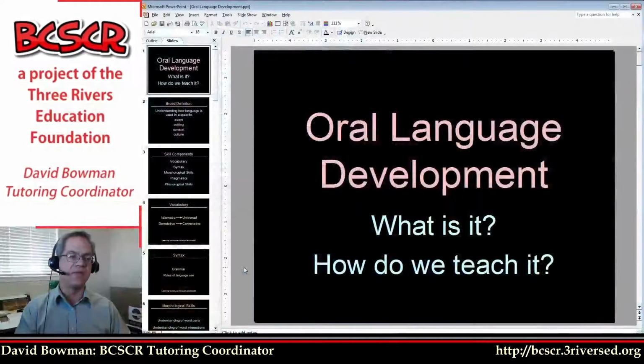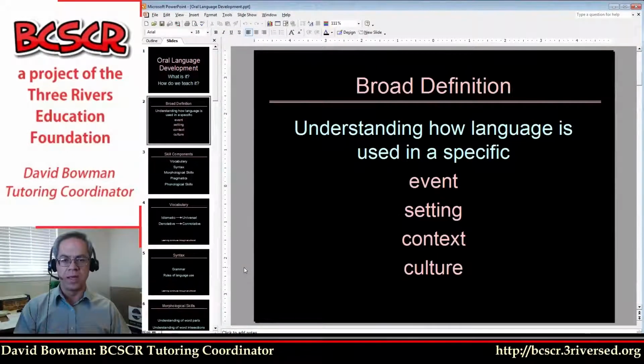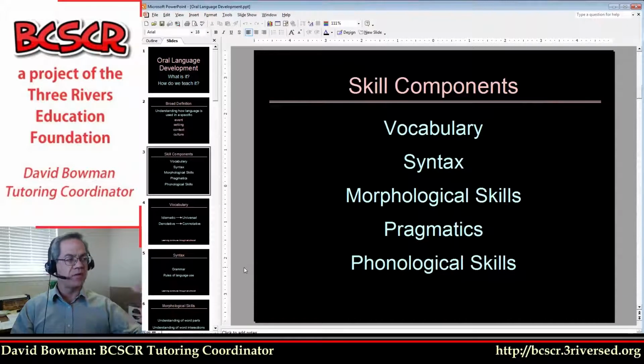So let's start with the broad definition. What do we mean when we say oral language development? What we mean is oral language skills are an understanding of how language is used in a specific event, setting, context, or culture. And as it turns out, oral language skills are not just a single skill. Instead, they're really a combination of a variety of skills: vocabulary, syntax, morphological skills, what we call pragmatics, and phonological skills.